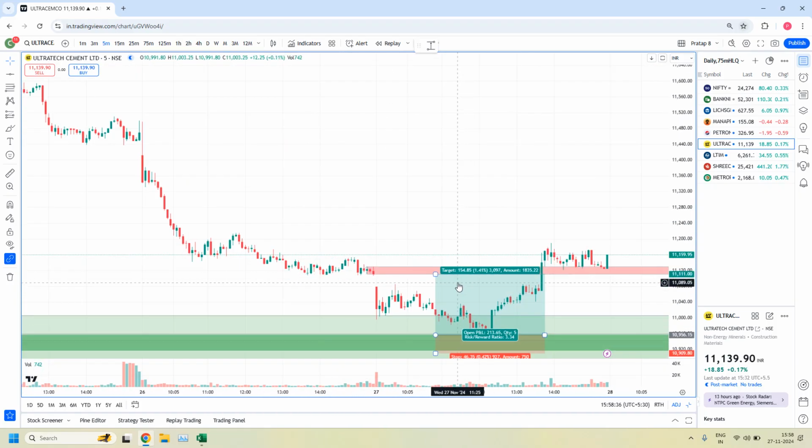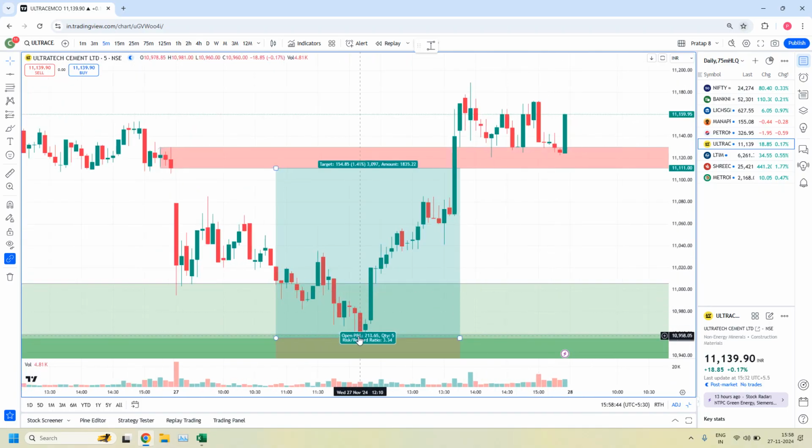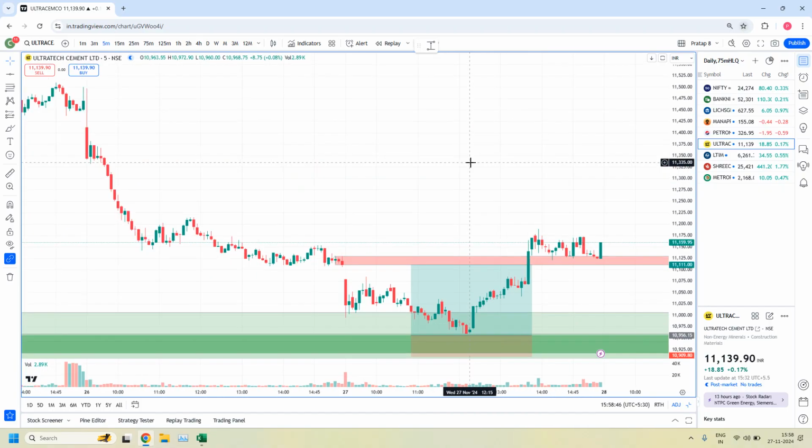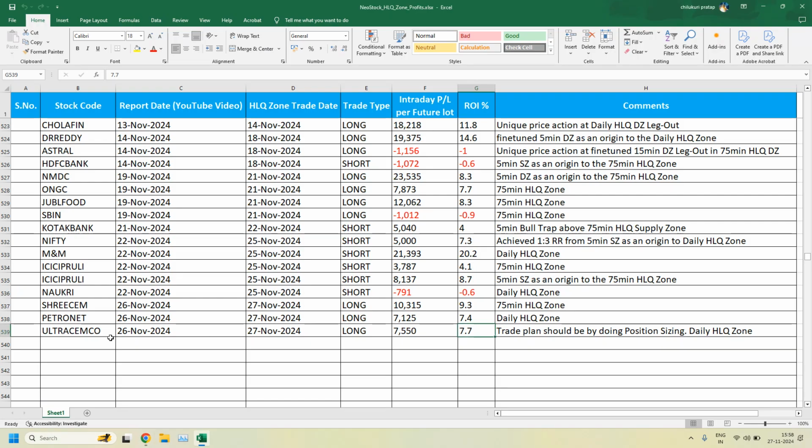But according to our high liquidity zones point of view, today fine-tuned zones worked very well. In all the 3 stocks, the fine-tuned zones, prices reached and moved up to here. But this is not our practical trade. I just want to explain. I have registered this. Let me delete this. I am going to delete, because this is not a practical trade.